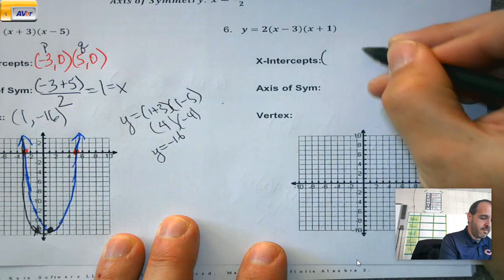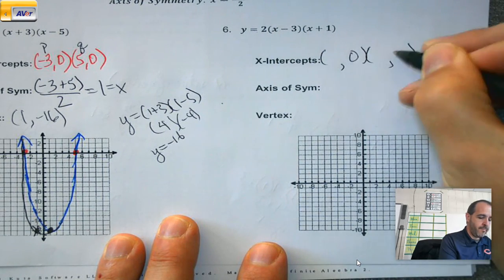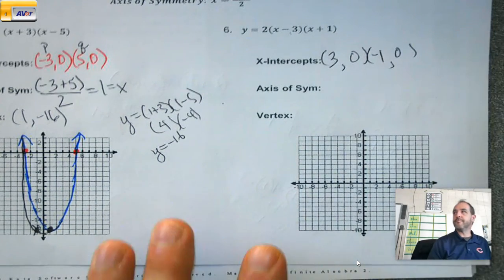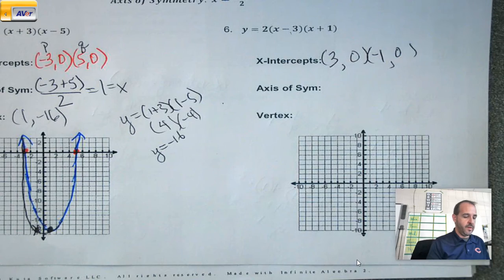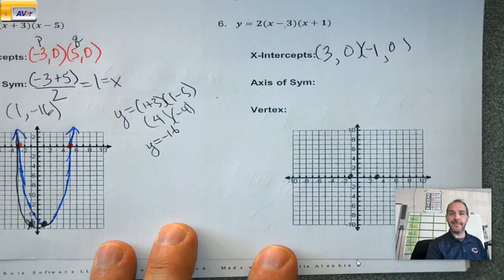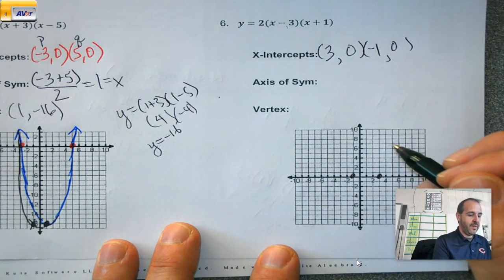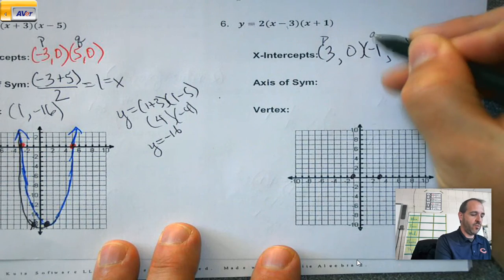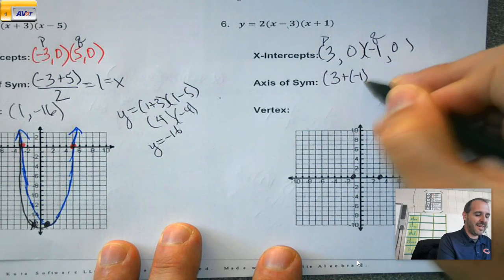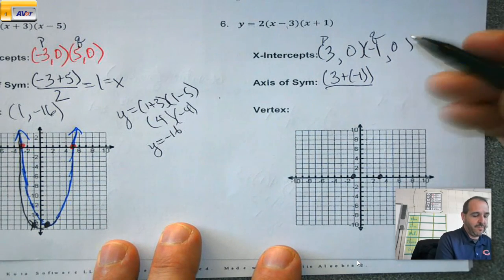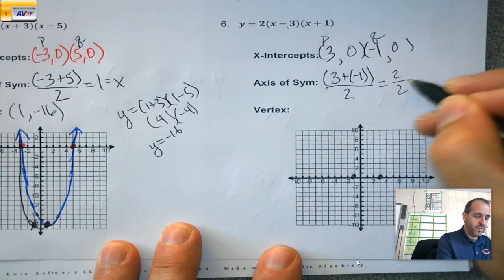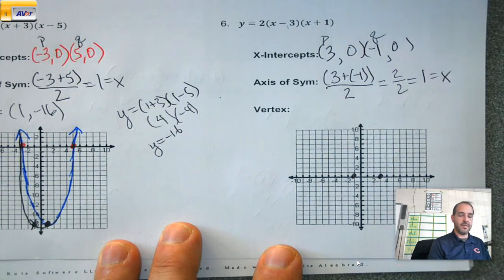Okay, x-intercepts. What are they? Opposite of negative 3, opposite of positive 1. So 3, 0. Now I'm a little gun shy. I want to make sure I get my dots in the right place after my lovely error last time. So again, here's P, here's Q. You can put 3 plus negative 1. Otherwise, you could just put 3 minus 1. So 3 minus 1 is 2, over 2 is 1. x equals 1 is my axis.